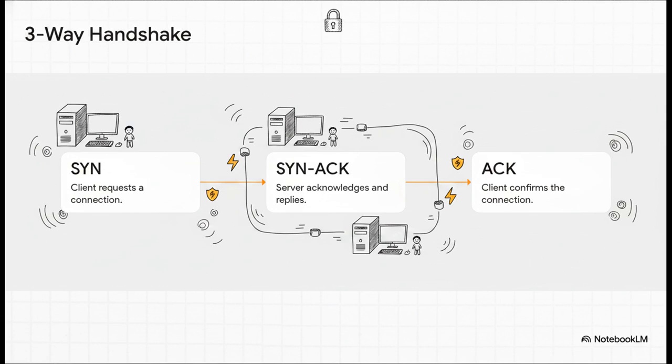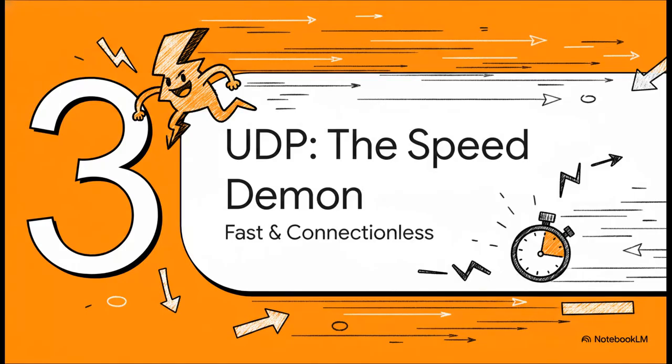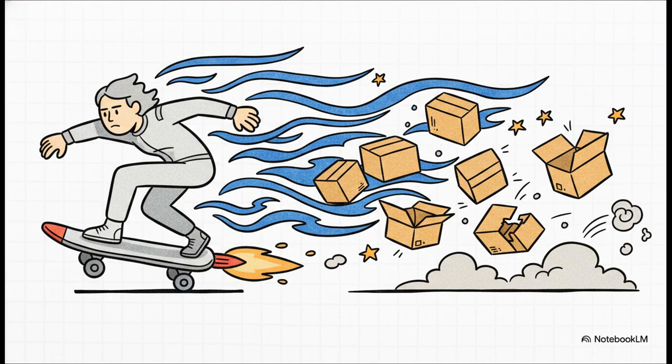But what if you simply don't have the time for polite handshakes and guarantees? That brings us to Section 3, UDP, the speed demon. Enter UDP, which stands for User Datagram Protocol. If TCP is the careful, meticulous courier, UDP is the completely reckless speed demon. It is connectionless. That means it skips that polite three-way handshake entirely, just ignores it. Because of this, it is incredibly fast with super low latency.